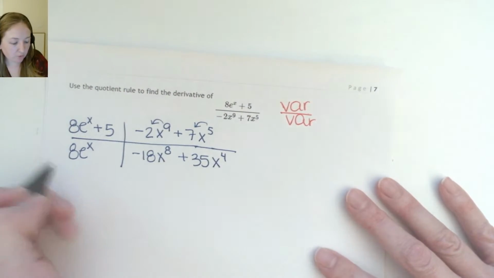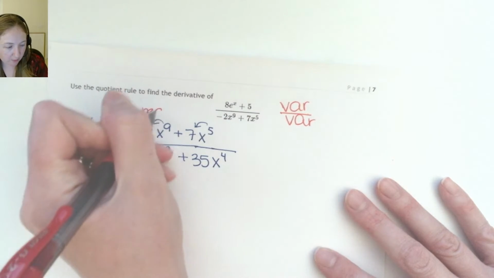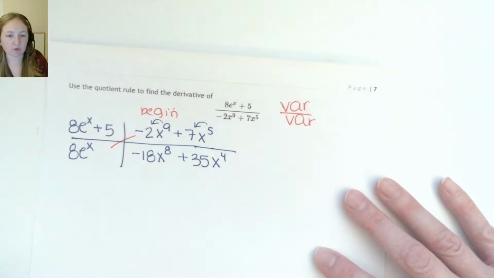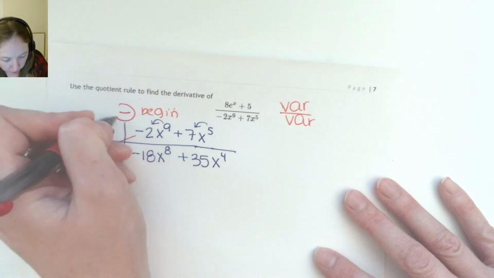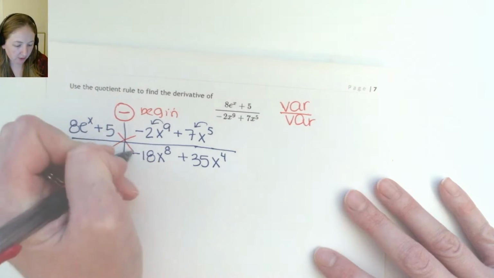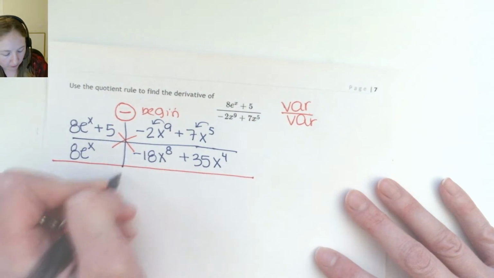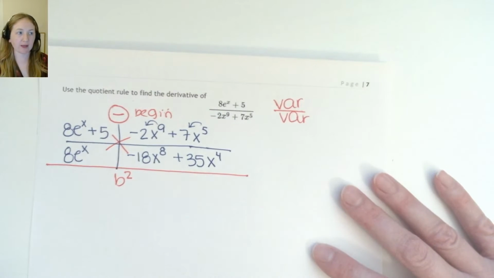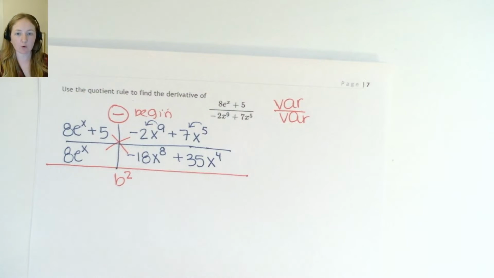Now, for our quotient rule, remember we must begin with the bottom function, and then we do our little crisscross with subtraction of those diagonals, and then we put that all over the bottom squared. So that's what we're going to be doing here with our quotient rule.